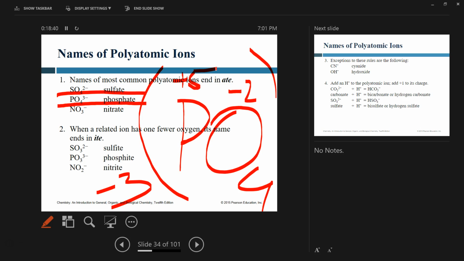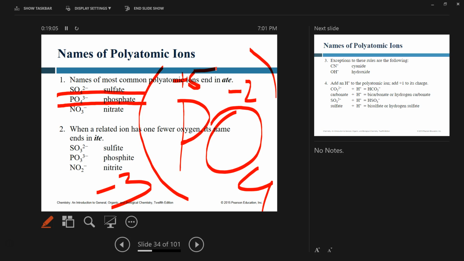Which group does phosphorus belong to? Group 5A. How many electrons are on the outer shell? 5. How many electrons did it lose? 5. So it's in the most stable conformation. Does that make sense? It lost all its outer electrons. It's in the perfect position. You got it? Make sense?